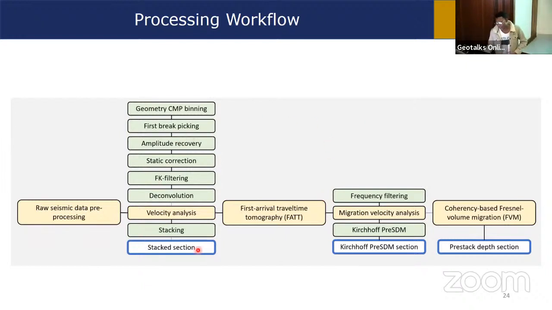We first went with the conventional processing technique, just to get the stack section from conventional processing and compare it with the newly developed stack section from migration. We also did first arrival travel time tomography to actually characterize the velocities of the very near surface lithologies. And we applied the conventional Kirchhoff pre-stack depth migration to the dataset and the coherency-based Fresnel volume migration.